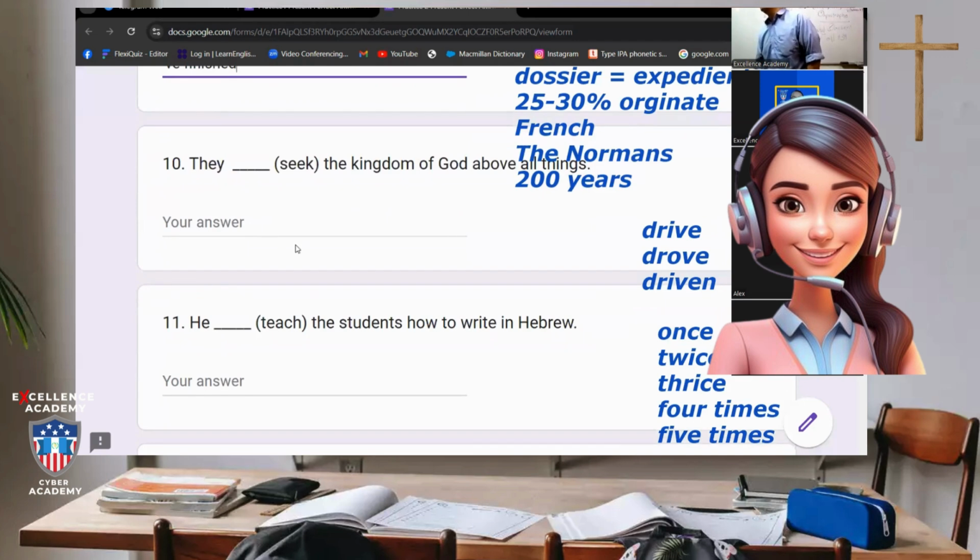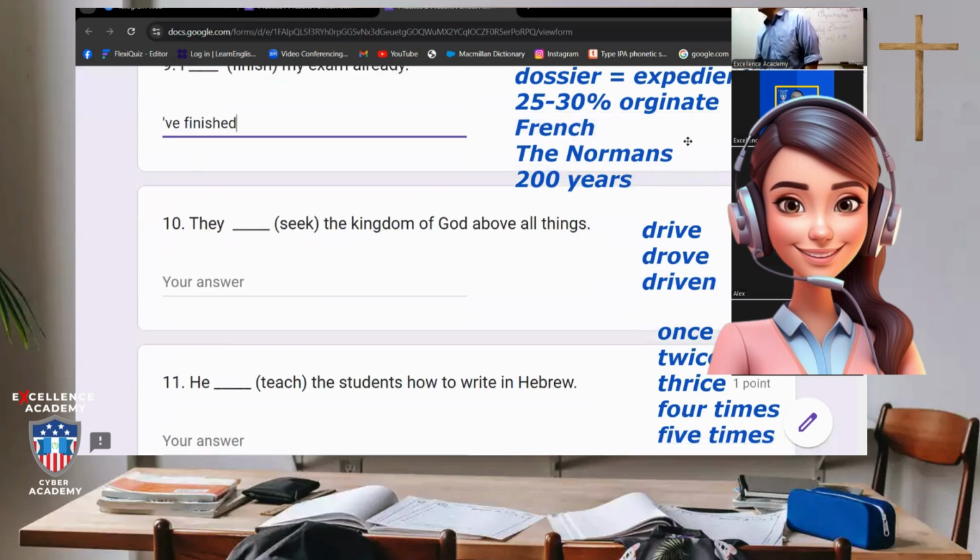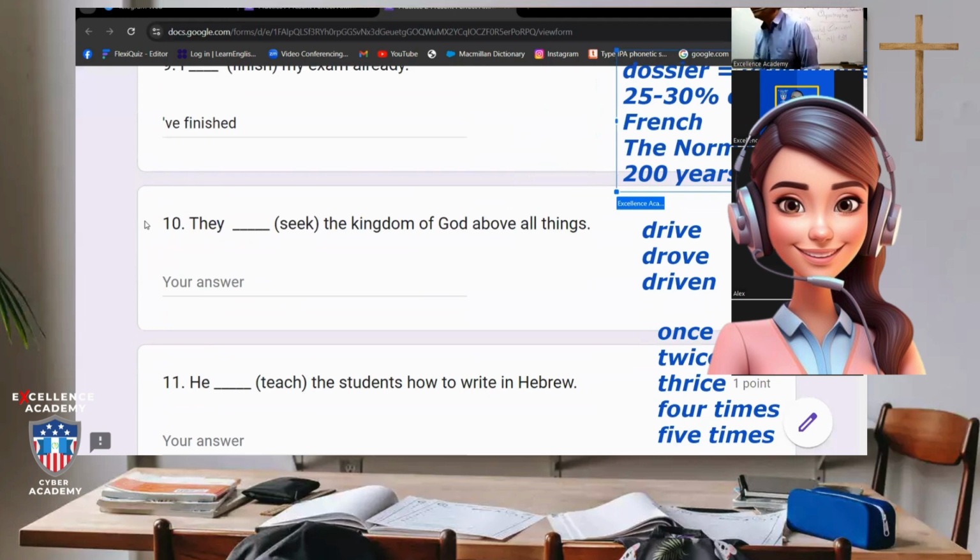Number 10. This is a good one. Let's see who remembers. They seek the kingdom of God above all things. What is the contraction form? First of all, what's the contraction? They've. That's right, Danny. And what's the participle? Sought. That's correct. What's the spelling? S-O-U-G-H-T. Sought. How do you say it? Sought. They've sought the kingdom of God above all things.